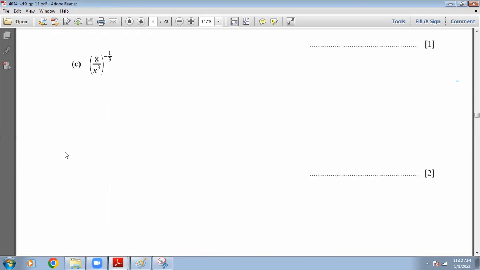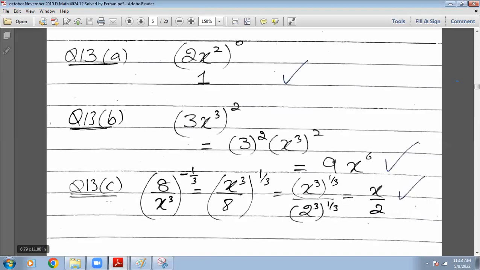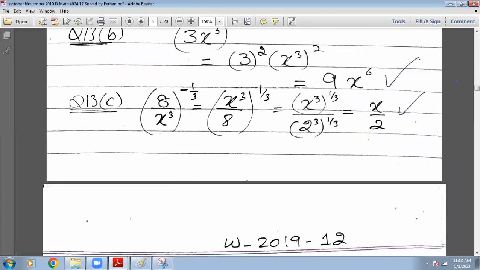Okay, the next part, he says you have 8 divided by x cubed and the whole thing raised to power minus 1 by 3. You see, there is a negative in the power. Whenever there is a negative in the index or there is a negative in the power, you flip the fraction inside that bracket and the power will become positive. Okay, let's see. So this was 8 over x cubed and the whole thing raised to power minus 1 by 3. Just flip this fraction. So you will have x cubed divided by 8 raised to power 1 by 3.